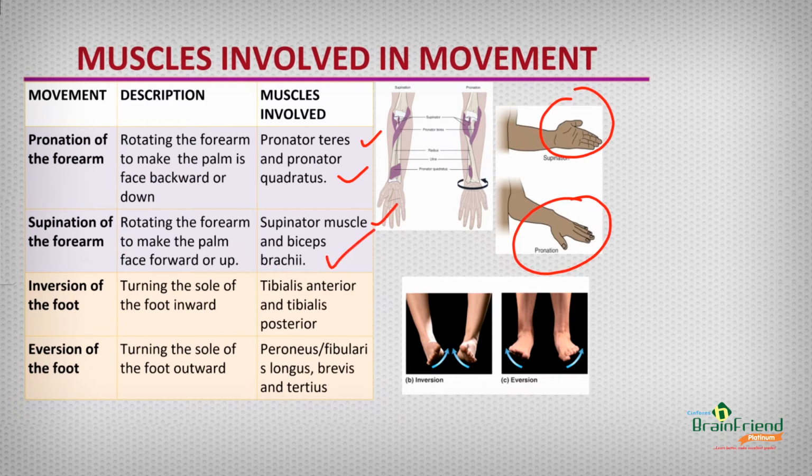Next, we talk about the inversion and eversion of the foot. The inversion of the foot is turning the sole of the foot inward, while the eversion of the foot is turning the sole of the foot outward. In the inversion of the foot, the following muscles are involved: the tibialis anterior and the tibialis posterior. While in the eversion of the foot, the peroneus longus, also known as the fibularis longus, as well as the brevis and tertius, are involved.